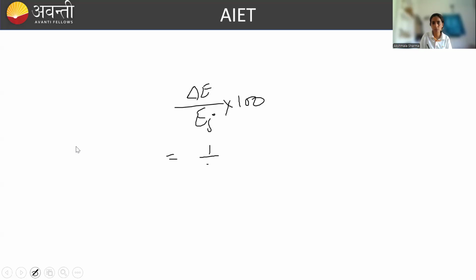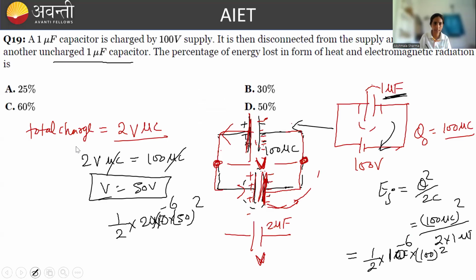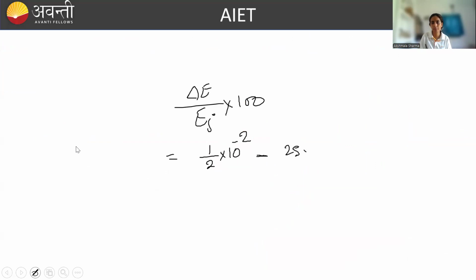Okay, 1 by 2 into 10 to the power minus 2 minus how much is that? This is your 1 by 2 into 10 to the power minus 6 into 100 into 25. This 2 will get cancelled. So this is 25 into 10 to the power minus 4, divided by E initial, half into 10 to the power minus 2 into 100.